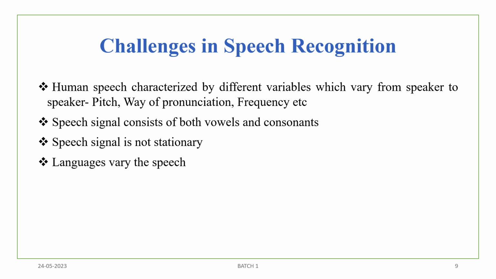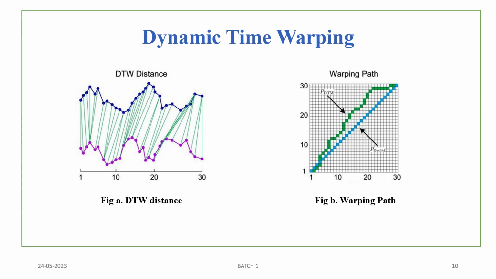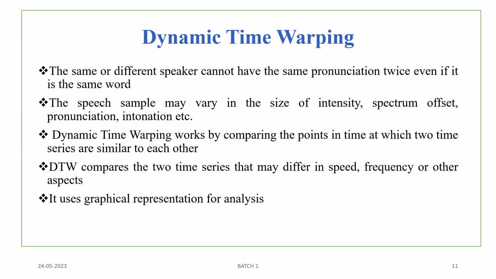The speech signal consists of both vowels and consonants. Speech signal is not stationary and the languages vary the speech. Dynamic time warping. The same or different speaker cannot have the same pronunciation twice even if it is the same word. The speech sample may vary in the size of intensity, spectrum offset, pronunciation, intonation, etc.